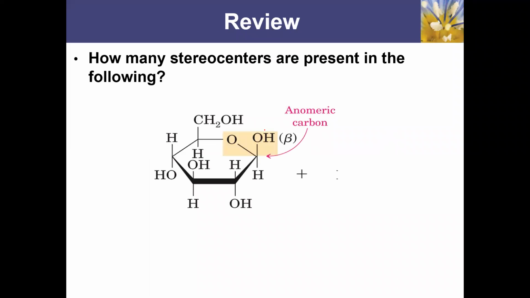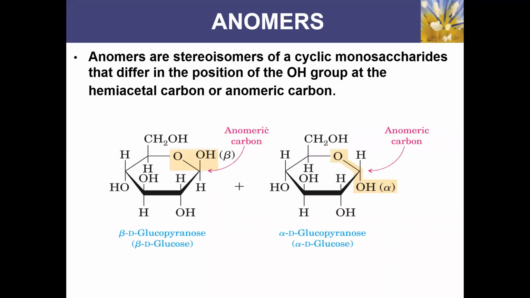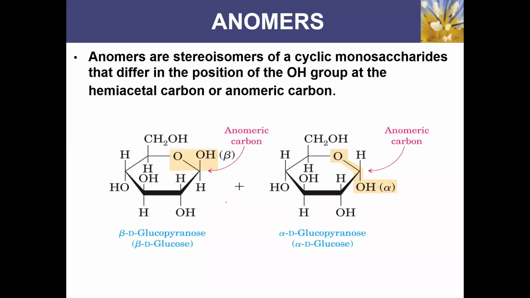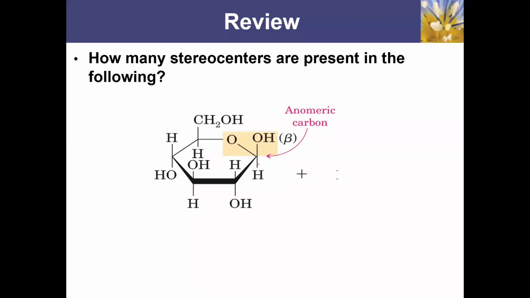Okay, so I move on. What we have to do today is, these are the two anomers, alpha and beta, and moving on further, how many stereocenters are there?